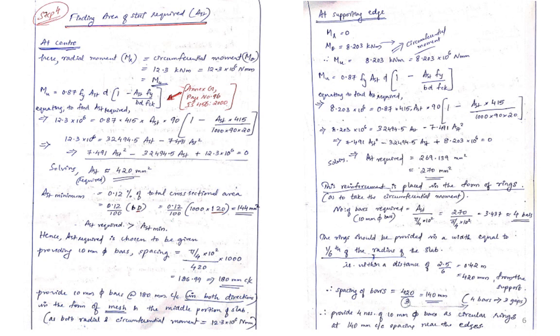So we have to find out what the spacing is. If you have to give 4 bars, there will be 3 gaps. So how much is the spacing? 420 divided by 3, that is equal to 140 mm. So provide 4 numbers of 10 mm dia bars, circular rings at 140 mm center to center spacing near the edges. This will be very clear once you observe the detailing.